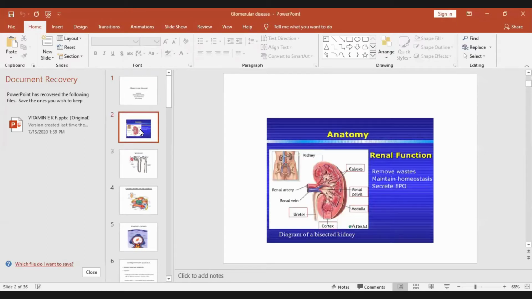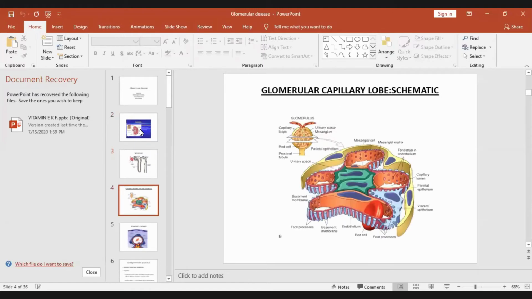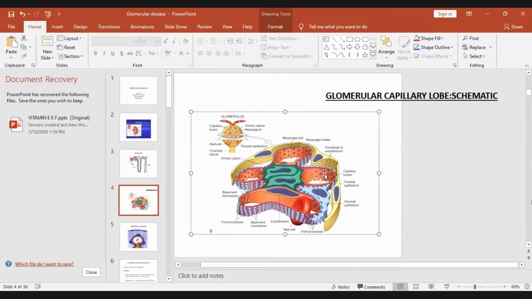This is a normal kidney. You know already, 150 gram weight, cortex, medulla and all that. This is a nephron, which includes the tubules, collecting duct and glomerulus. This is a cut section of a glomerulus. You see, the glomerulus is in the Bowman capsule, so there will be a lining of Bowman capsule also. That is a visceral lining, the epithelial visceral lining of the glomerulus.